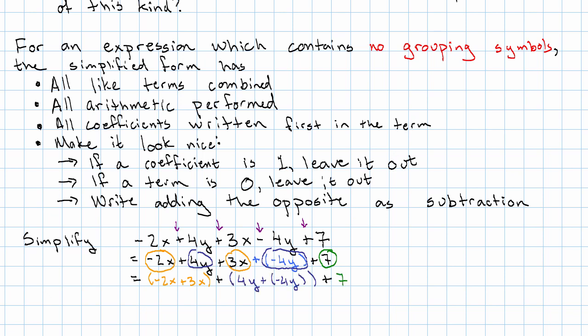Okay. So now my x terms, negative 2 plus 3 is 1. 4 plus negative 4 is 0. And 7 doesn't have anything like it, so I leave it alone. Okay. So, I've combined all my like terms. I've performed all my arithmetic. All my coefficients are written in front of the term.